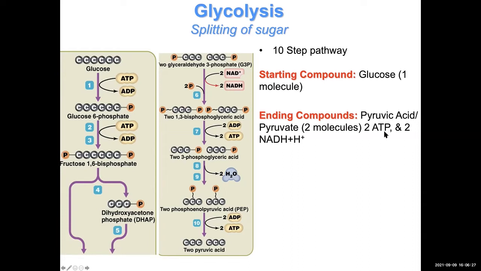Wait a minute. Why does it say that our ending compounds is 2 ATP? I actually see here 2 plus 2 equals 4, right? So is that a mistake? Doesn't it use 2 ATP? That is correct. I do generate a total of 4, but I need to consider the fact that I used 2 ATP at the beginning to get this reaction started. So I must subtract it.